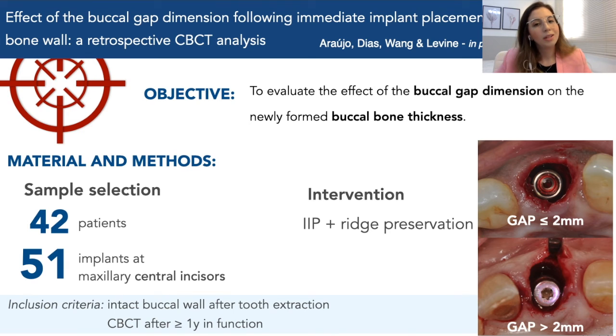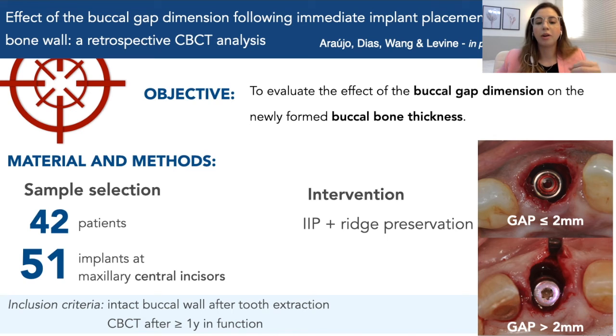And now we decided to evaluate the effect of the gap dimension, not only on ridge preservation, but on the newly formed buccal bone wall. Taking into consideration all the changes that occur in the alveolar process after tooth extraction, leading to marked changes, we want to avoid complications. We want to see a stable buccal bone wall at the 10-year follow-up, for example.